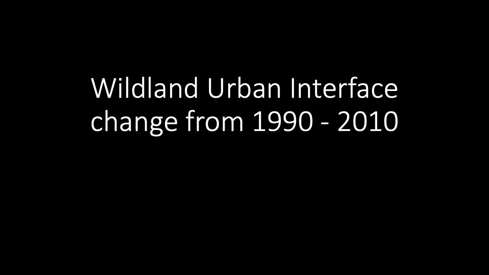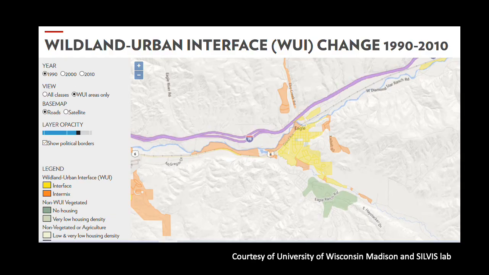The wildland-urban interface is a term used by planners and firefighters to describe human development that abuts wildlands and poses significant threats for wildfire. In the next 3 slides, I will show the changes since 1990 to the wildland-urban interface. This is the wildland-urban interface in 1990. As you can see, the areas in orange represent areas of concern. In 1990, these were relatively small and directly abutting the city of Eagle.